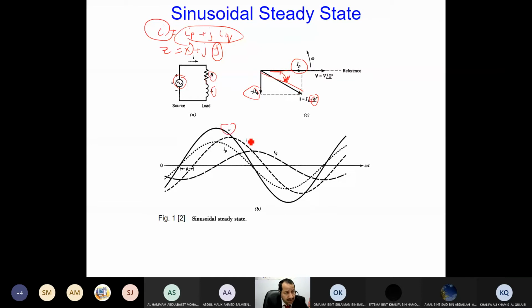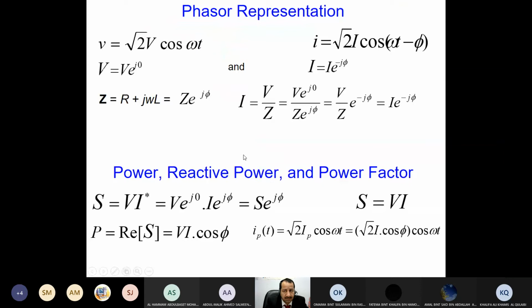If we sketch them, this is V and this is I. You can see I is delayed here. V started, and after a while, which is phi, I started, okay? And I is represented by two components, as I mentioned, the real part and the imaginary part.